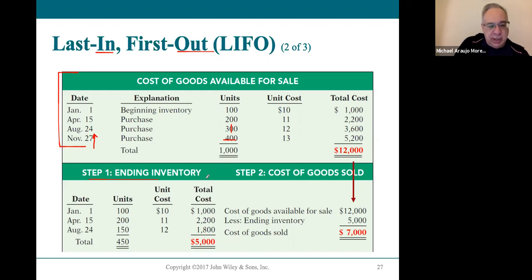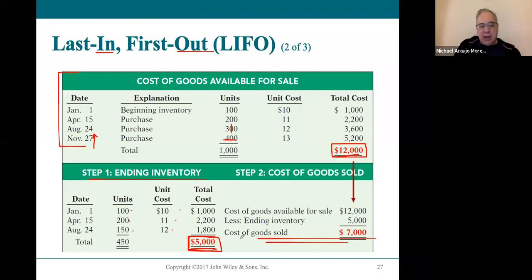So which ones are still in the store? Well, the other 150 of these are still in the store, plus these 200, plus those 100. That's 450. So 100 at $10, 200 at $11, and 150 from August at $12. We have $5,000 worth of merchandise in the store, these particular units. We started with $12,000 of these Astro condensers. We now have 5,000 left still in inventory, which means we sold the rest, 7,000.